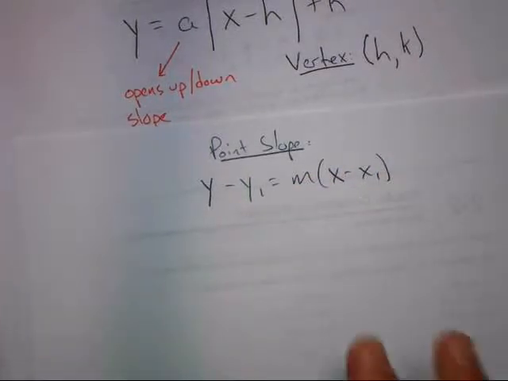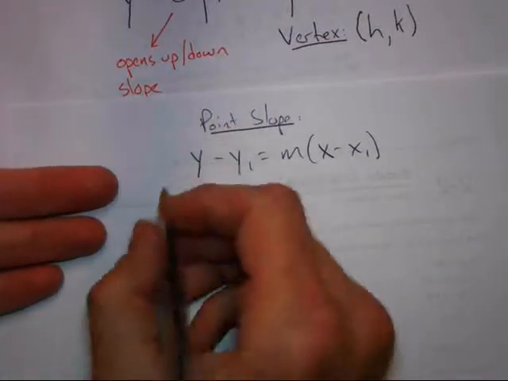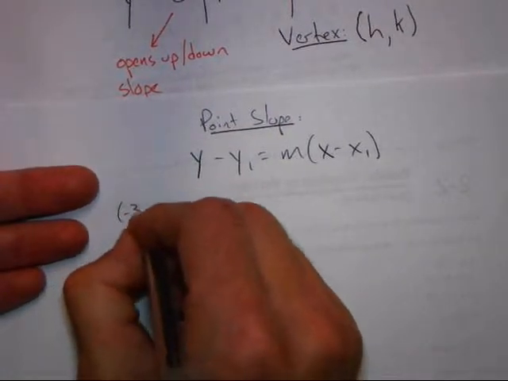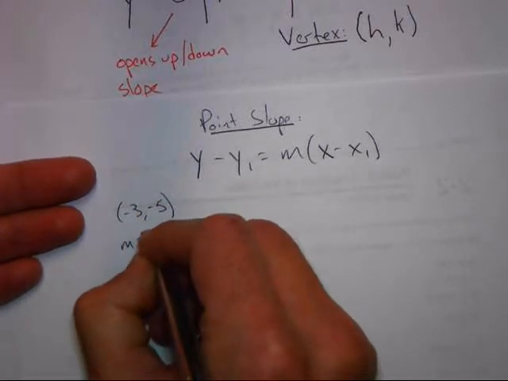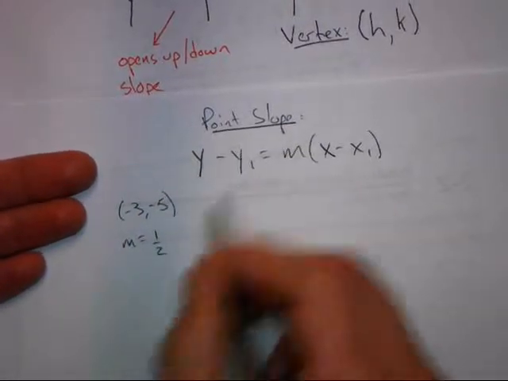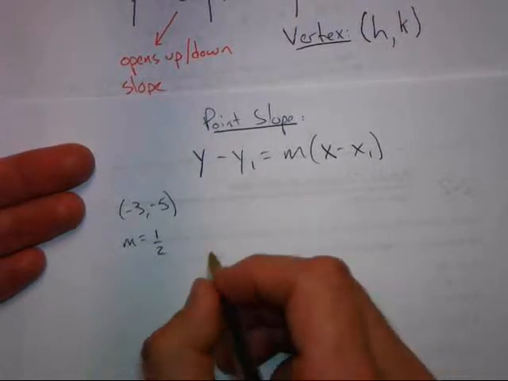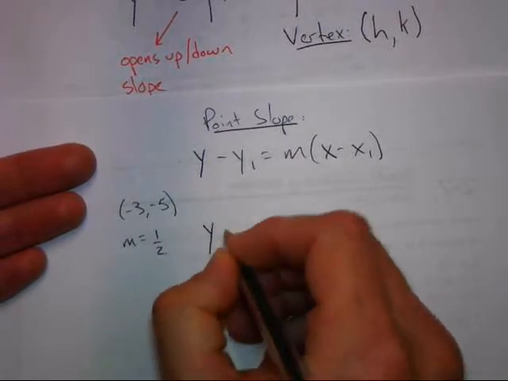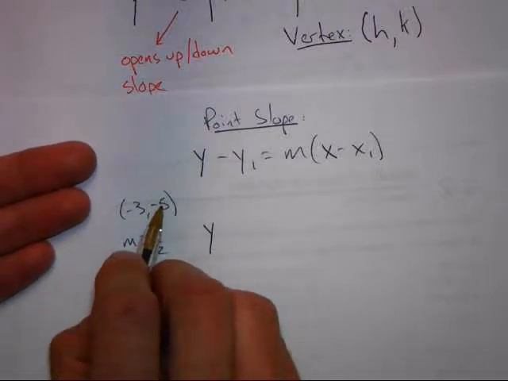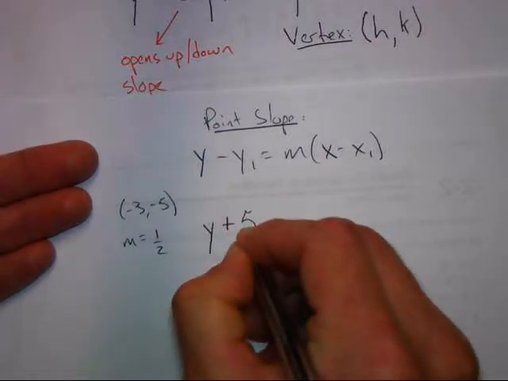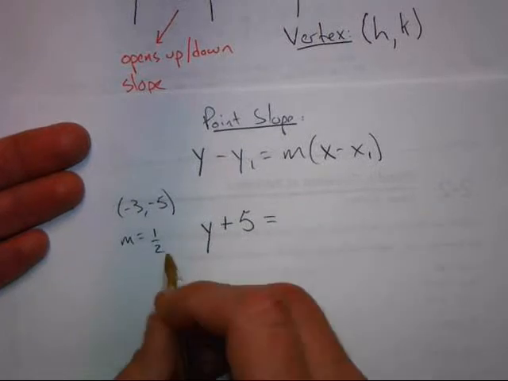If you remember from there, we would have an ordered pair, let's say, of negative 3, negative 5, and a slope of, let's say, 1/2. How would we write that in point-slope form? Well, we'd have y minus y1. Notice what's going to happen when we have minus negative 5. It would look like this. And then we'd have the slope.